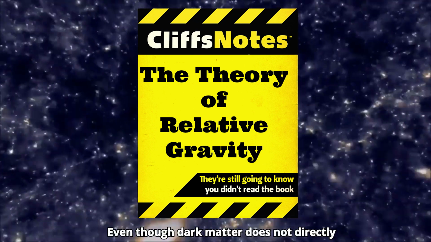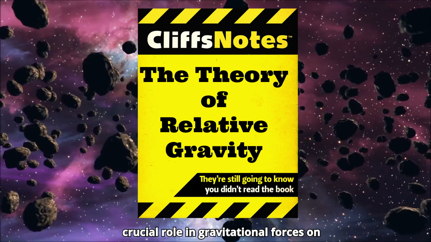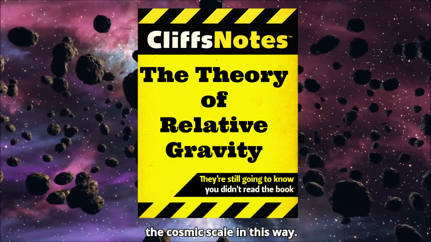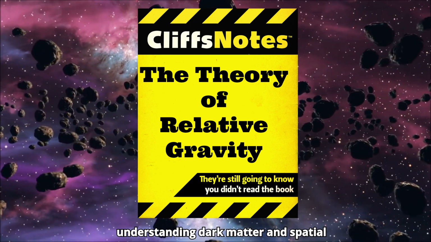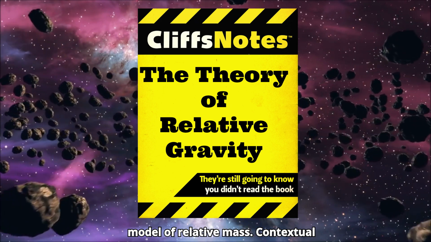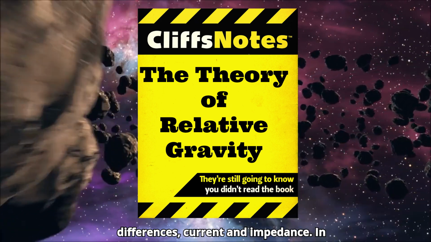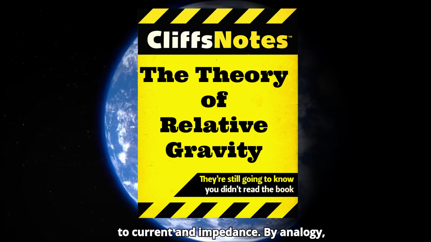Even though dark matter does not directly emit or reflect light, it still plays a crucial role in gravitational forces on the cosmic scale. In this way, URF provides a framework for understanding dark matter and spatial bodies as equivalents in the broader model of relative mass. Contextual differences, current and impedance. In electrical circuits, voltage is related to current and impedance.